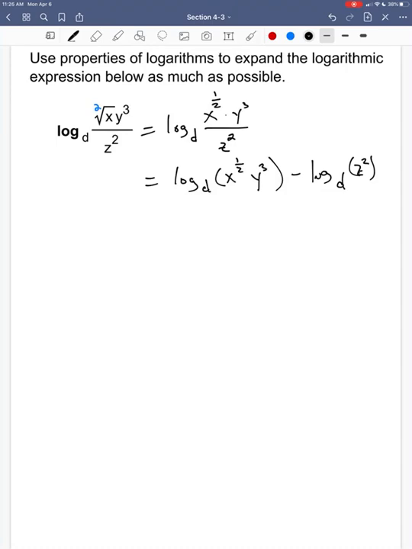Now for both of these logarithms, they can be broken down farther, so I want to do it as much as possible, like it says there. So I'm going to keep going in this problem. Right now, this first expression, if I put in numbers for x and y, I'd have to take x to the 1/2, and then take y to the 3rd, and the last thing I would do would be to multiply. So that's a product. So I'm going to have to rewrite that as the sum of two logarithms.